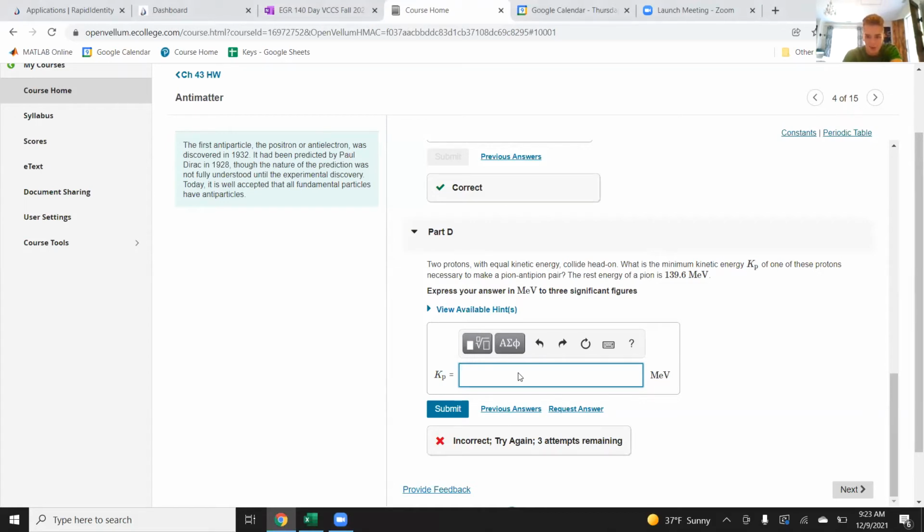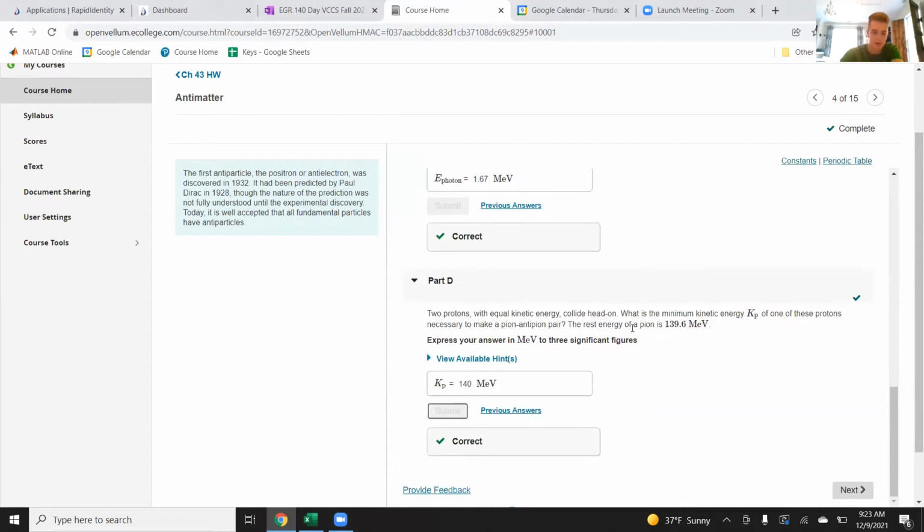So, let's see here. One of these protons. So it'd just be 139.6 because you have two protons. Yeah, if they told you to 3 sig figs, then you just want 140. Watch out for that. If you put in 139.6, they'll say no, you're wrong. You'll get it wrong. So there's 140. Okay, there we go.